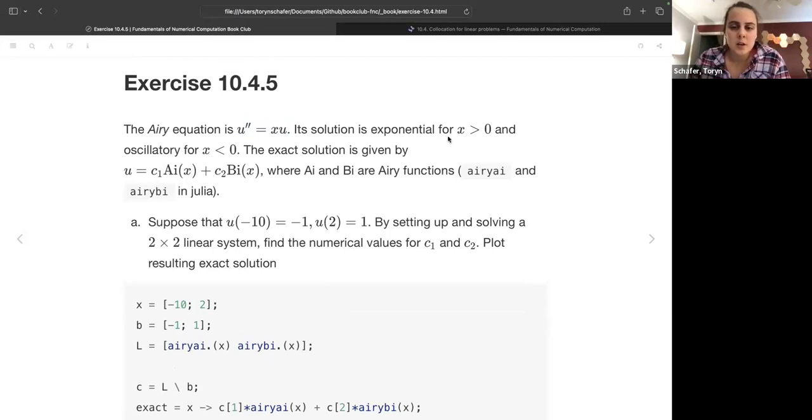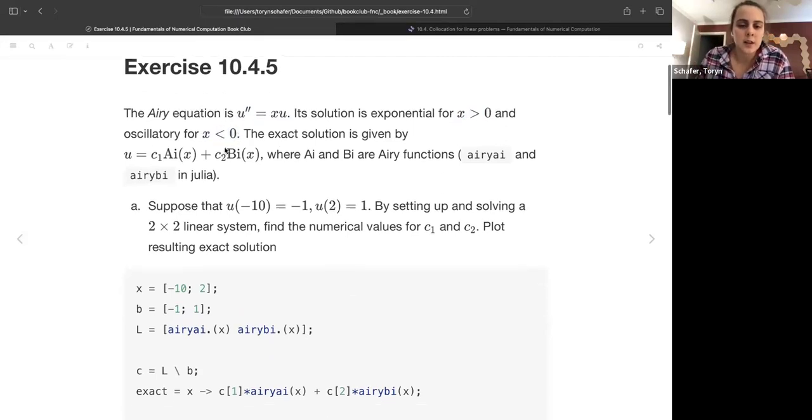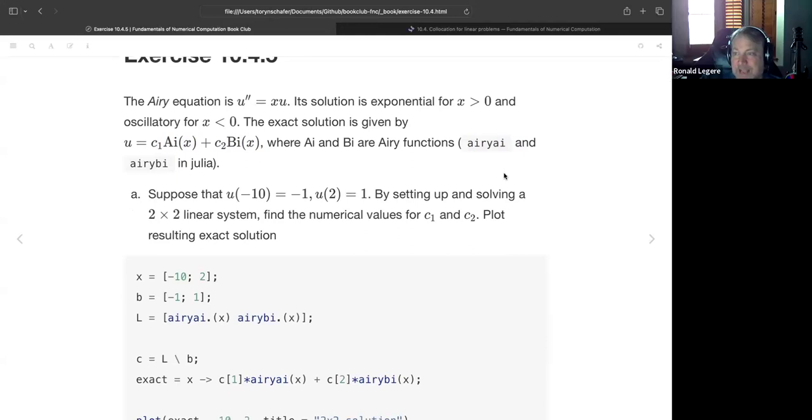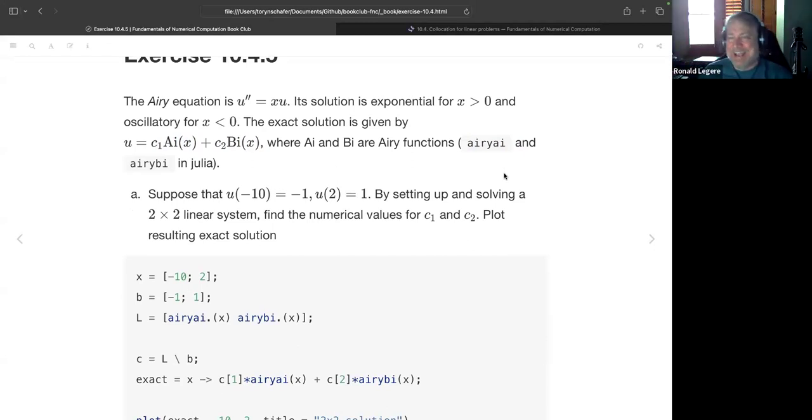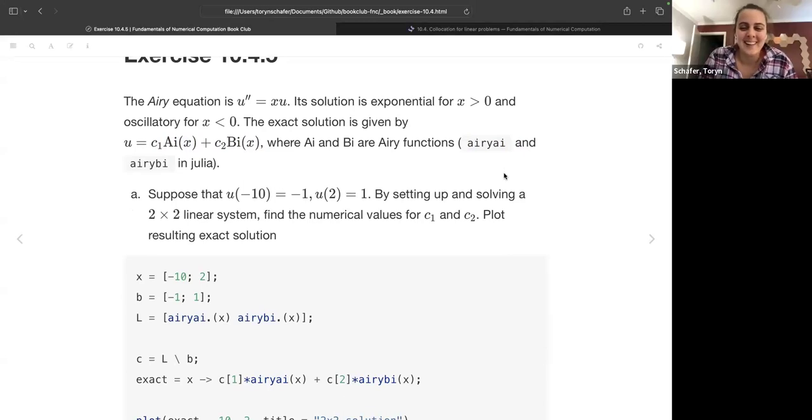Its solution for x greater than 0 is exponential, and then it's oscillatory for x less than 0. Then they say the exact solution is basically this linear system here, where these are functions that you can just call in Julia. It's funny to call that an exact solution, because those functions are only going to be approximately computed, and they're just defined as solutions to that equation. So it's kind of exact in what sense, but okay, yeah.